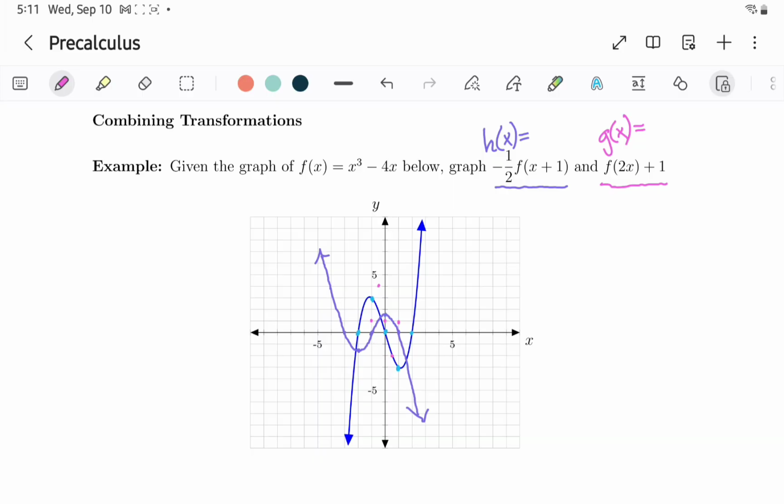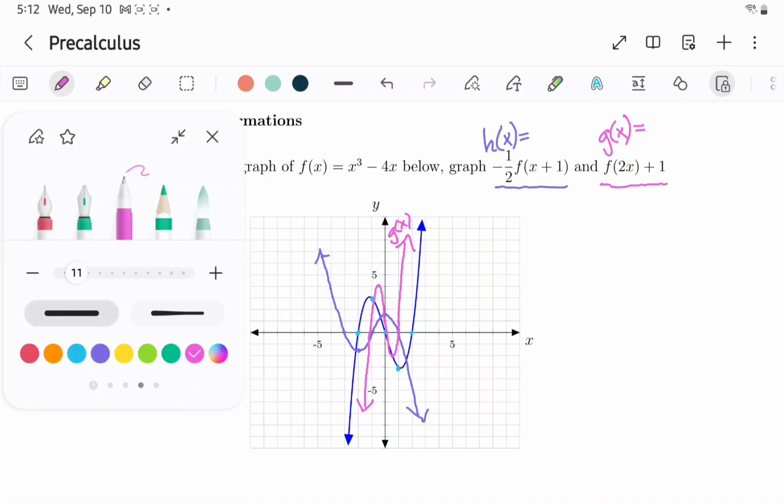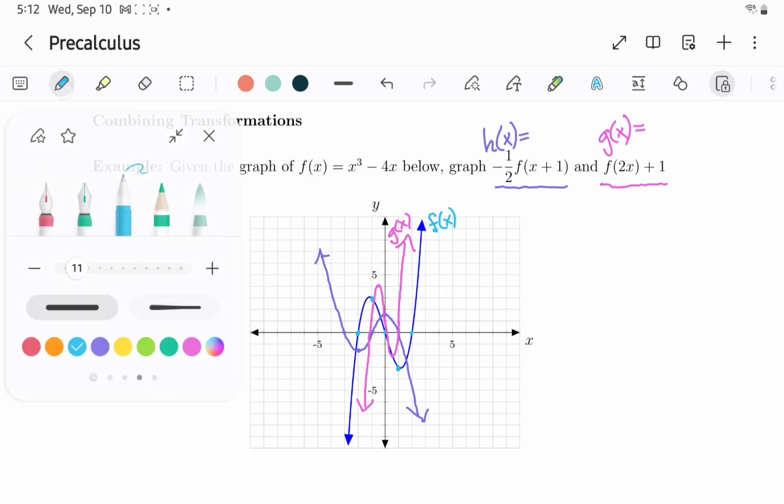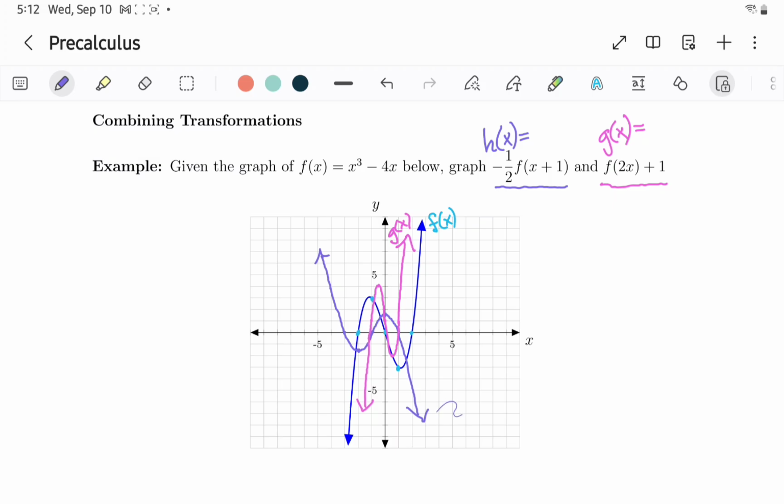So let's go ahead and connect them in a smooth fashion, just like before. And that's our graph of g of x. So now I'll go ahead and label these guys. So that's g of x. This was f of x. And then in purple, we had h of x.